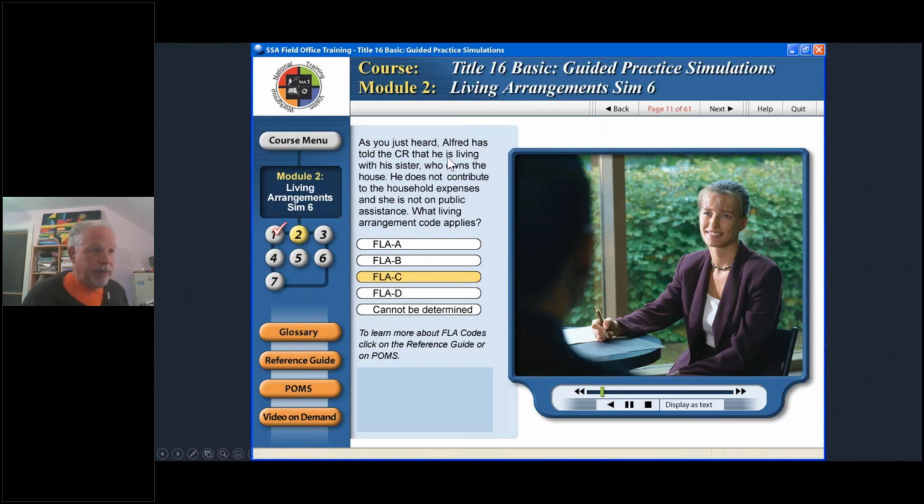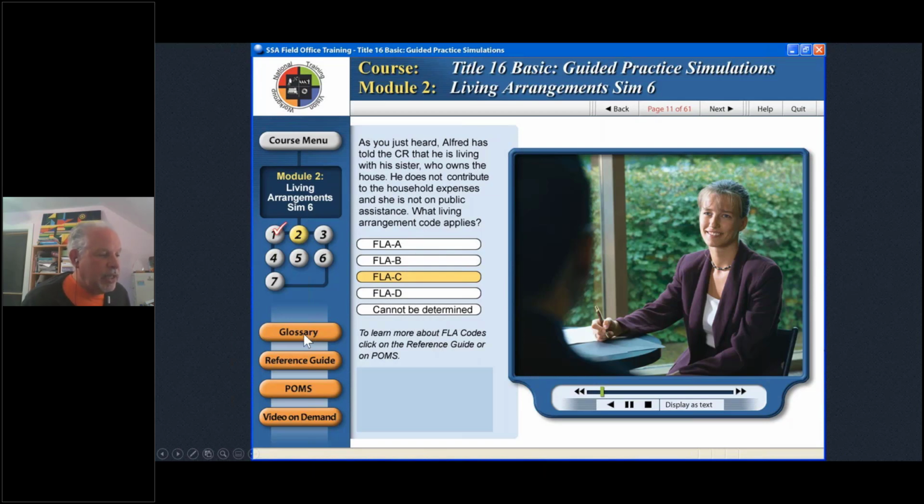And so we have set up a scenario. Okay, we did not give them a big tutorial on this yet, right? But we give them, it's on living arrangements. They told this customer rep, he's living with his sister, he doesn't contribute to the household. What living arrangement code applies? Well, I don't know, okay. Well, that sets up a teachable moment.